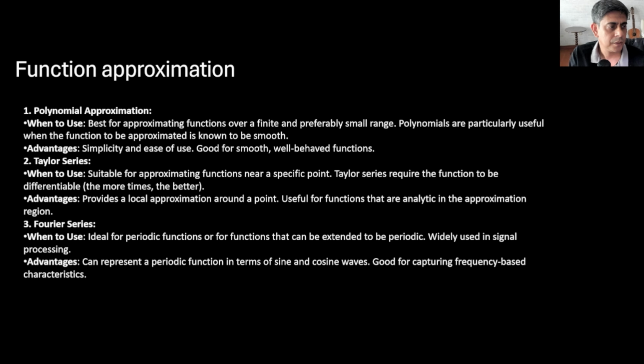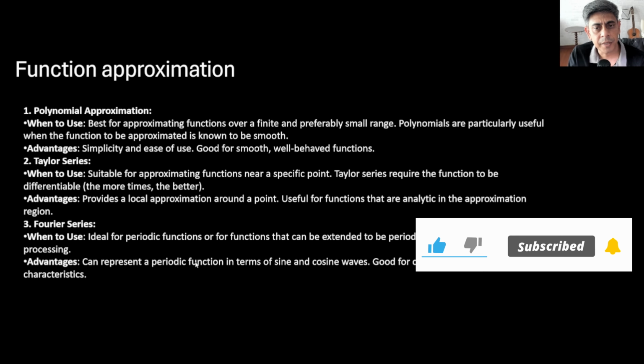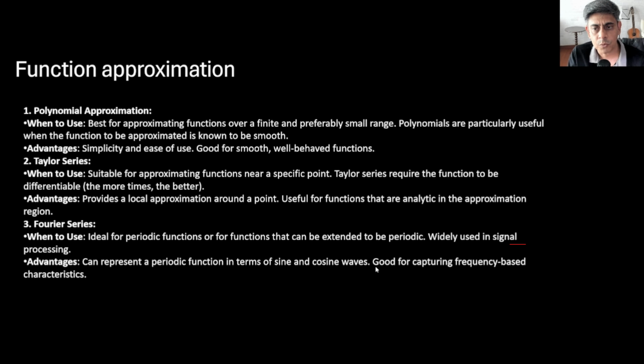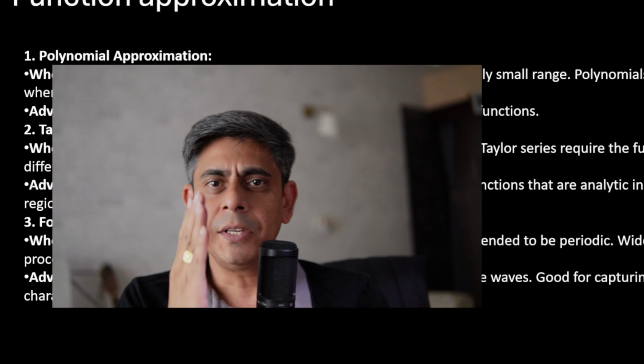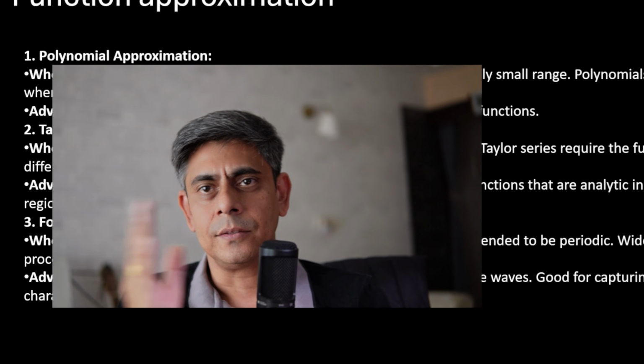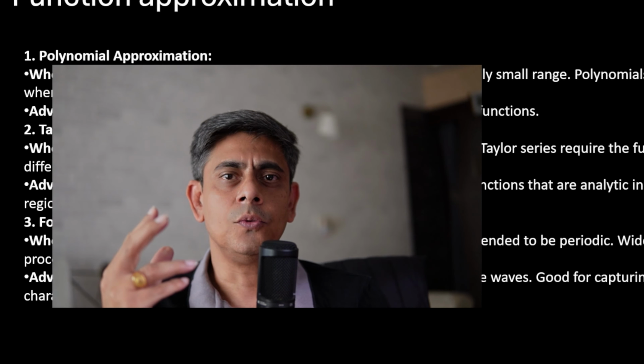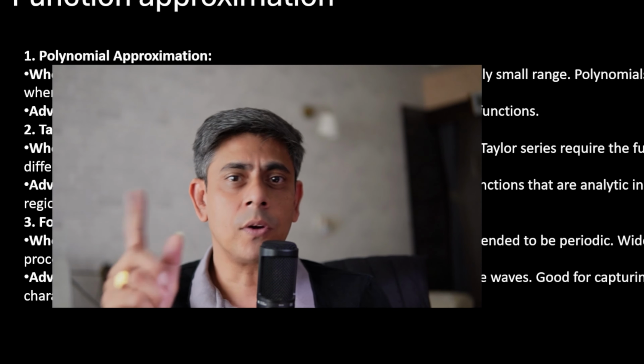There are different other methods. For example, a polynomial can fit a very complex curve. Taylor series, Fourier series, they are also other methods by which function approximations are done. But in most cases they are suitable for certain types of data. For example, Fourier series are good when you are representing a periodic function in terms of sine and cosine waves, good for capturing frequency based characteristics. But neural network is such that, because of the piecewise linear functions and the layers which are stacked together, it has the ability to learn any function, the ability to approximate any function.